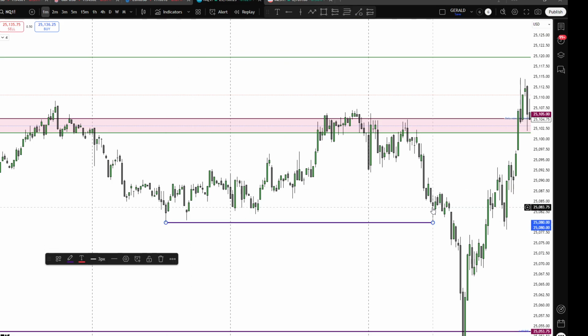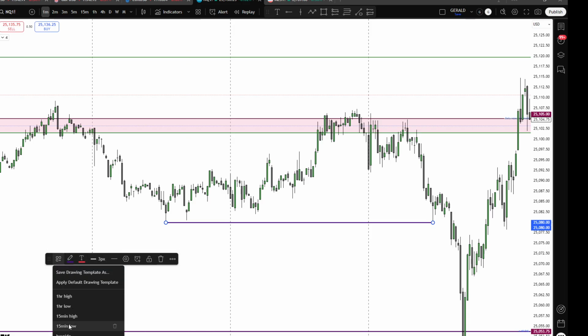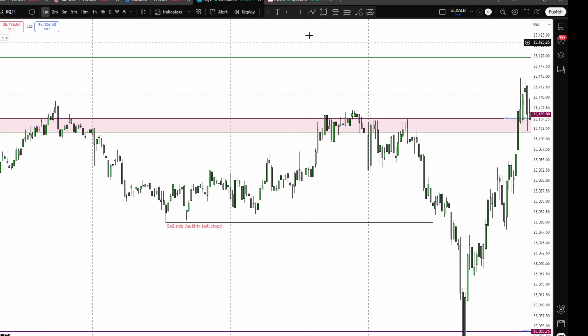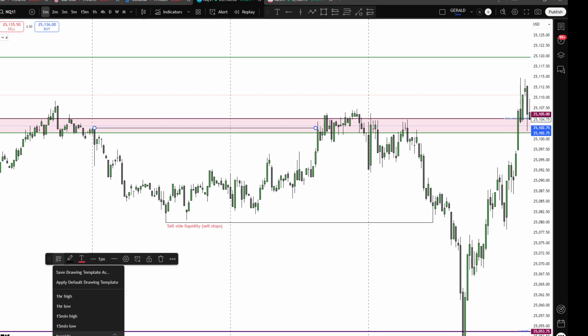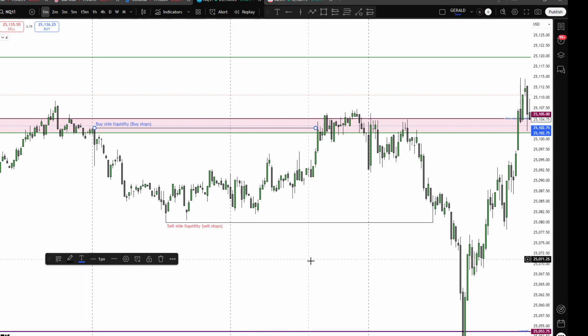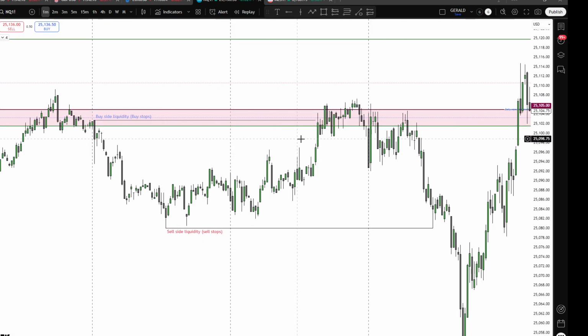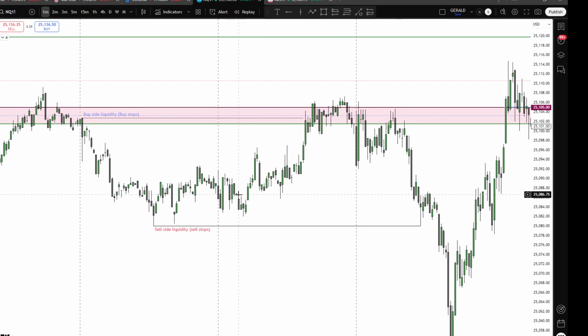So I call this sell side. Notice how they're still intact. And then these are 1 a.m. highs. So this is what? Buy side. I want you to notice that once we took these highs, it was right here.